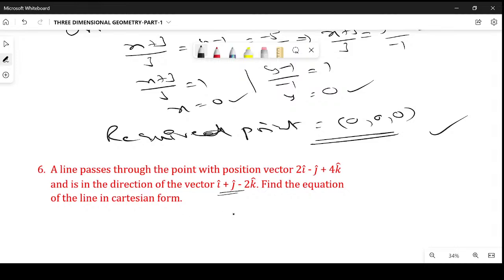Sometimes they may ask to find in vector form also. Both we can find here, but they are asking only Cartesian. With the position vector, I can take the point.